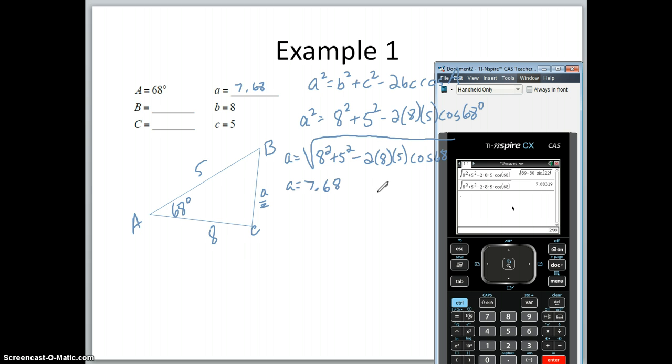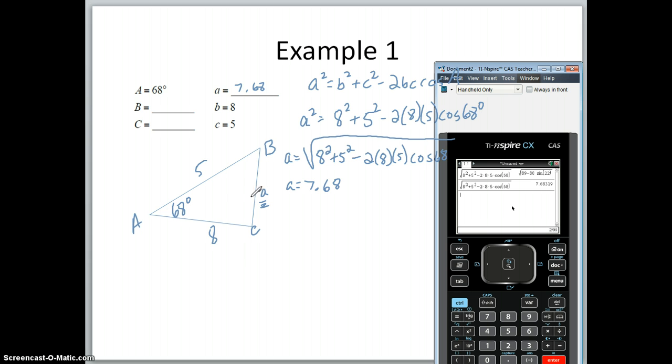And if you're not using the TI-Nspire and you're using something else, I suggest that you multiply this stuff here first, and then do the 8 squared and the 5 squared, subtract them, and then do the square root. So take it a little step by step there, so that way you don't miss them and put them in the incorrect order.